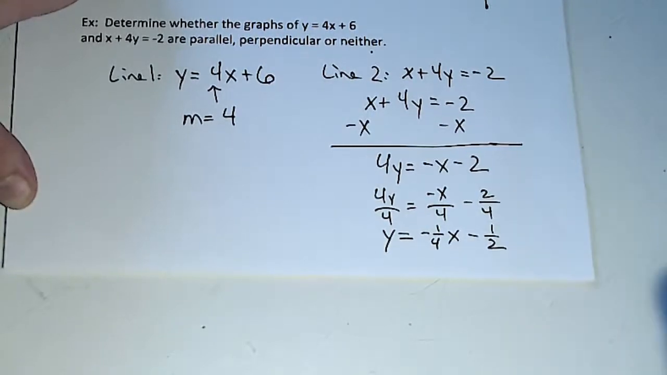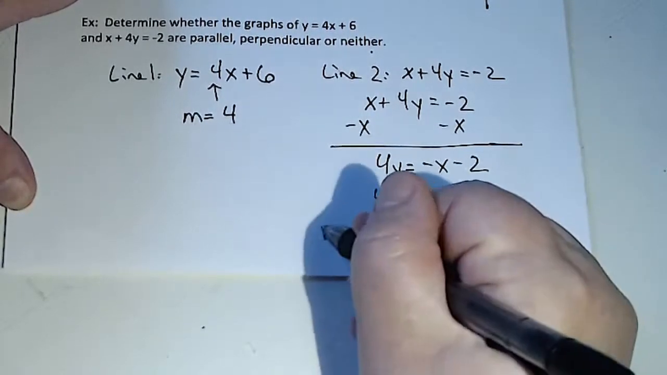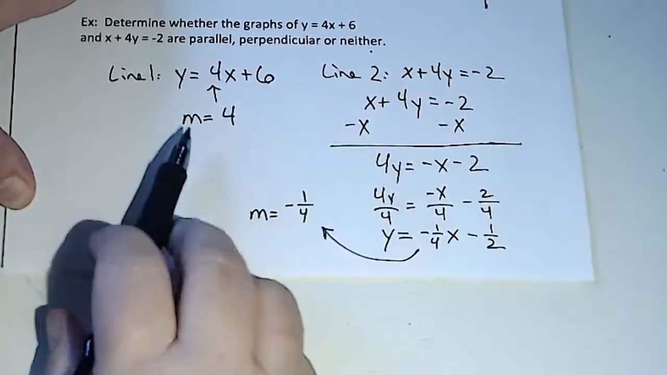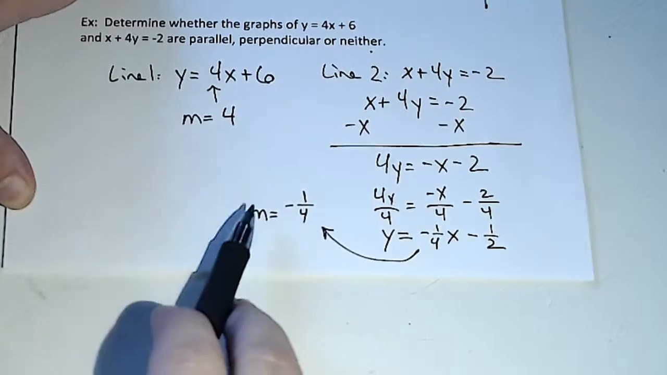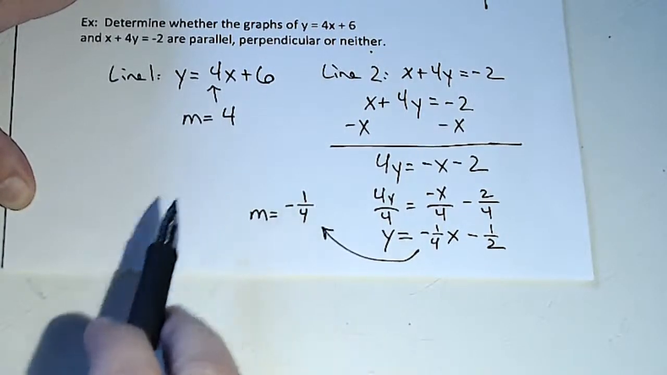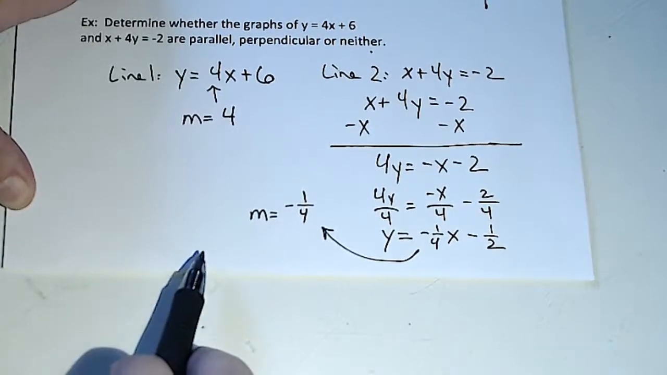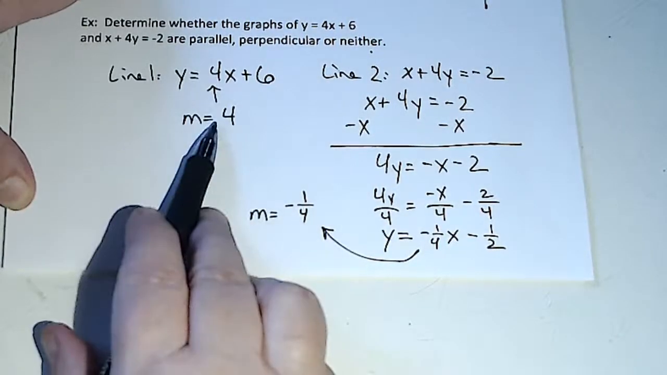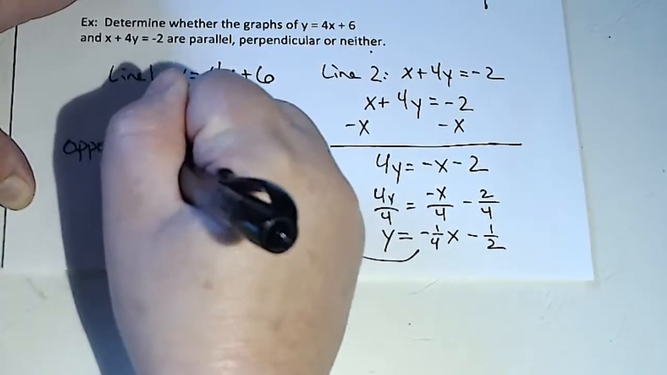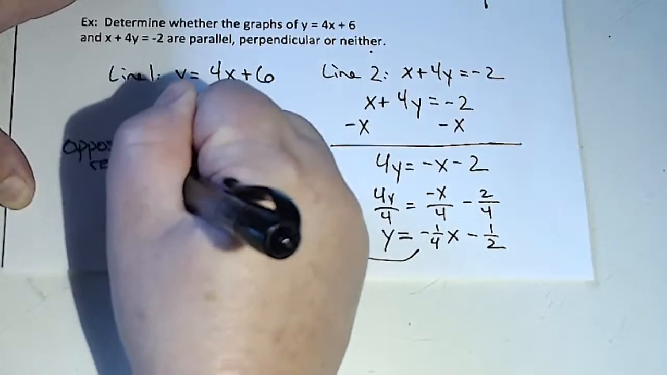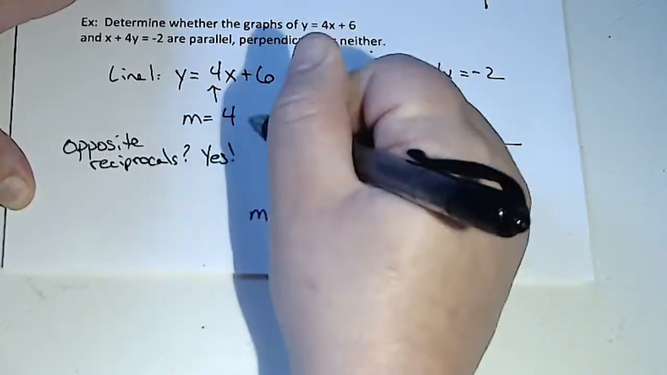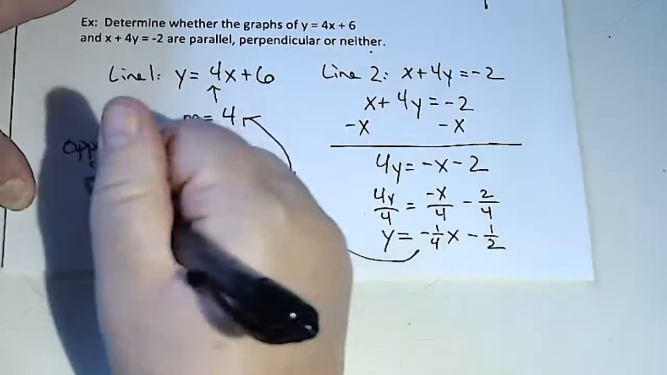You don't write the ones in, so it becomes -1/4. Okay, so what's the slope over here? Over here, the slope is -1/4. Now, if you take a look at these two, do they have the same slope? No, so they're not parallel. Do they have opposite reciprocal slopes? So positive, negative, 4, 1/4. Yep. So they are opposite reciprocals. Yes. These two are opposite reciprocals.